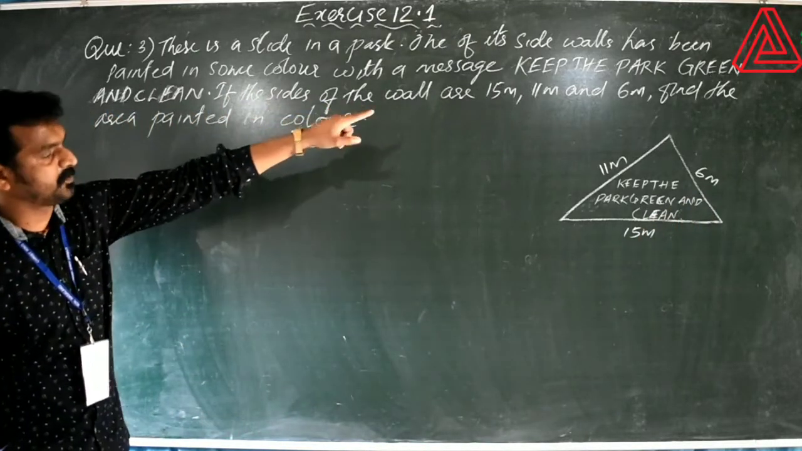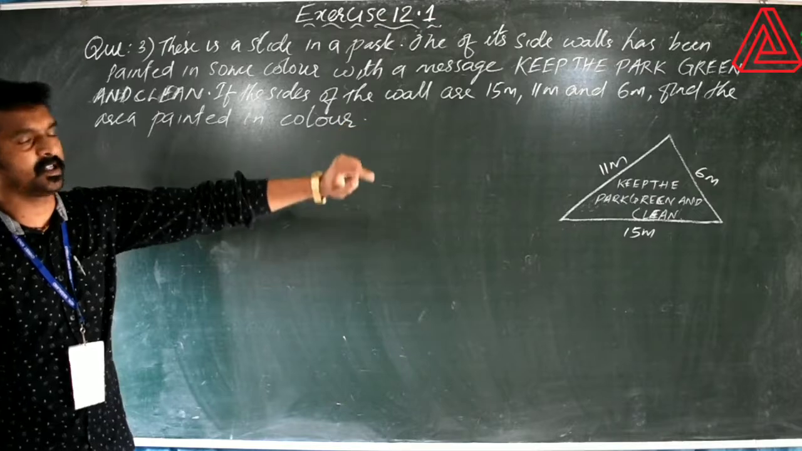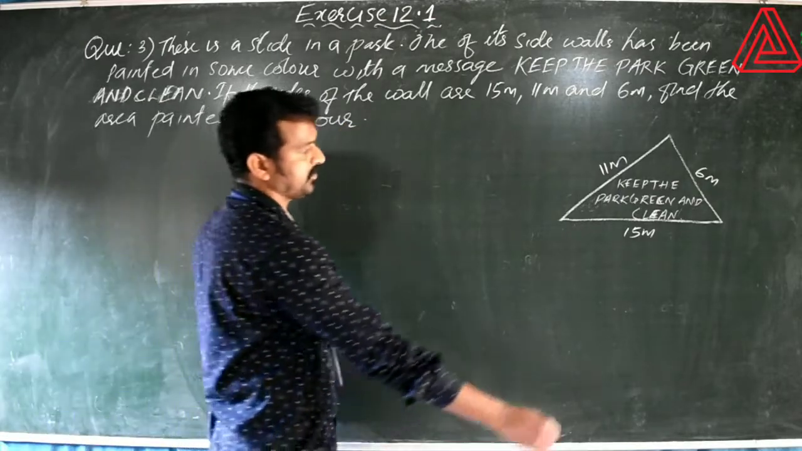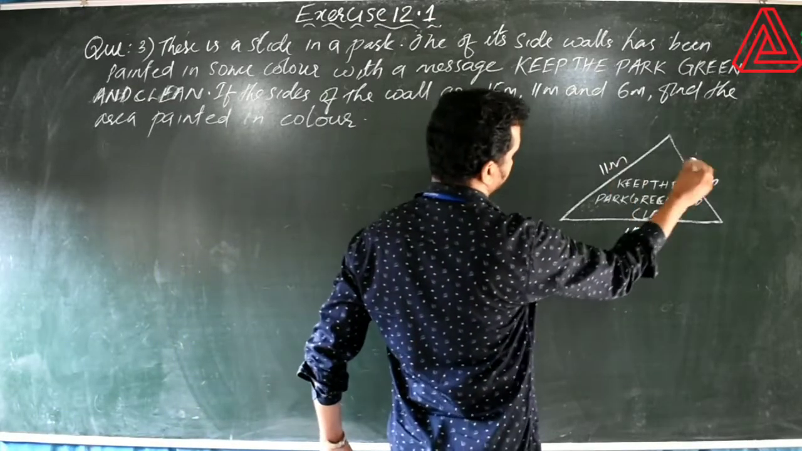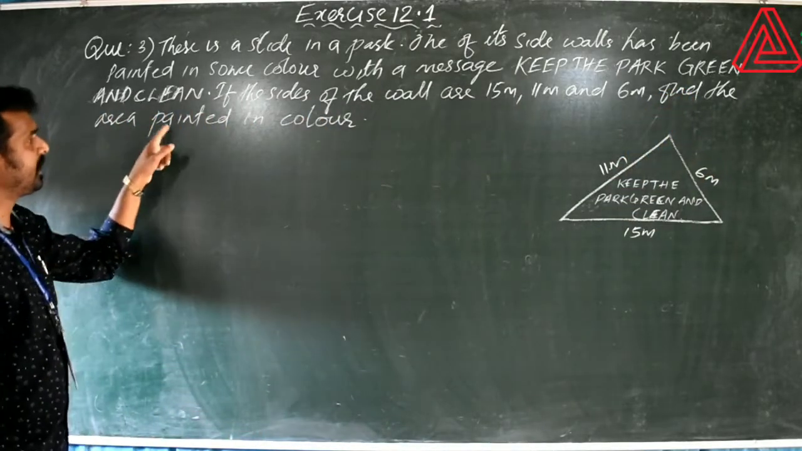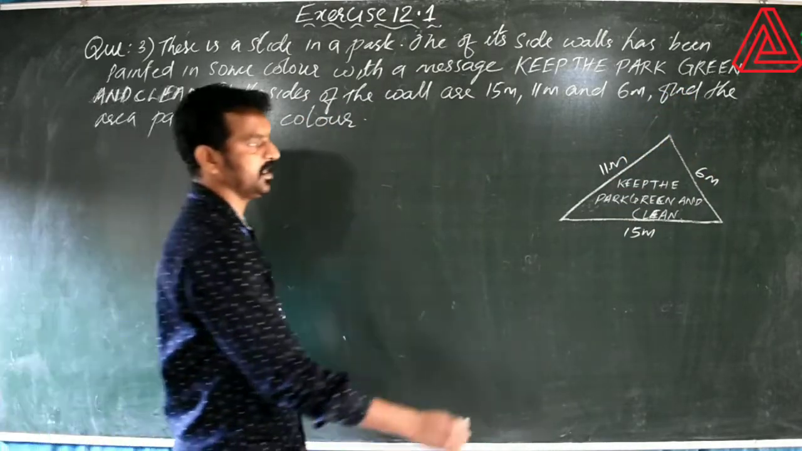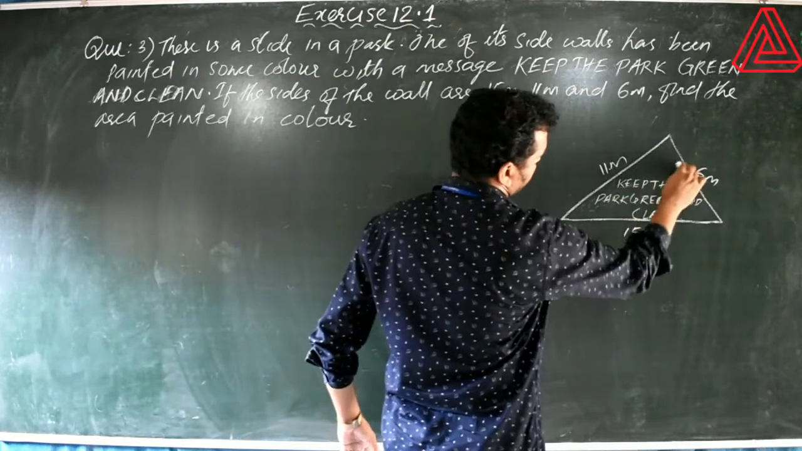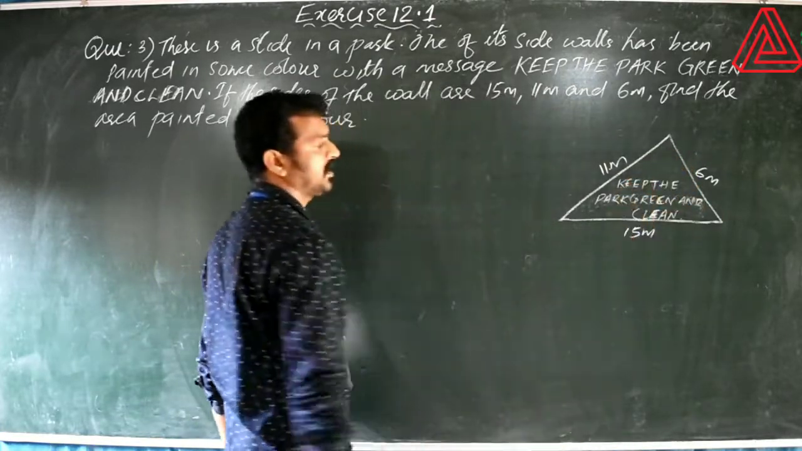If the sides of the wall are 15 meter, 11 meter and 6 meter, then what is the question? Find the area painted in color. This area we have to find out, that is inside that triangle.